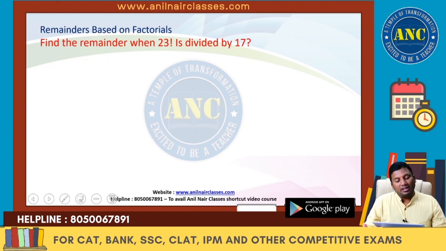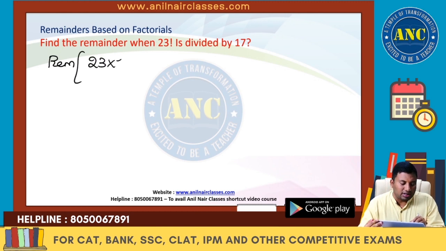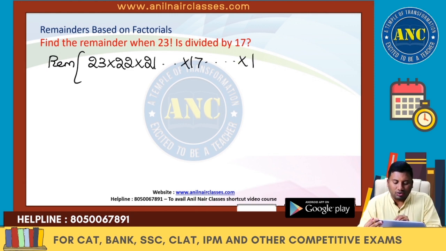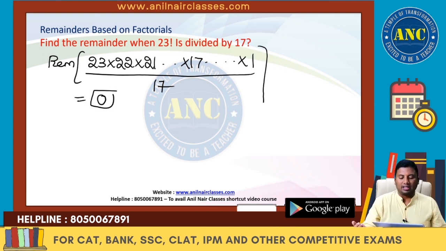Next one, find the remainder when 23 factorial is divided by 17. 23 factorial is nothing but 23, 22, 21 and so on up to 17 and so on up to 1, when divided by 17. Any number multiplied by 17 when divided by 17, the answer is 0.